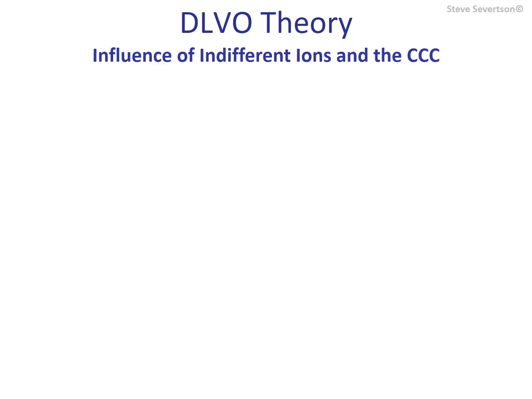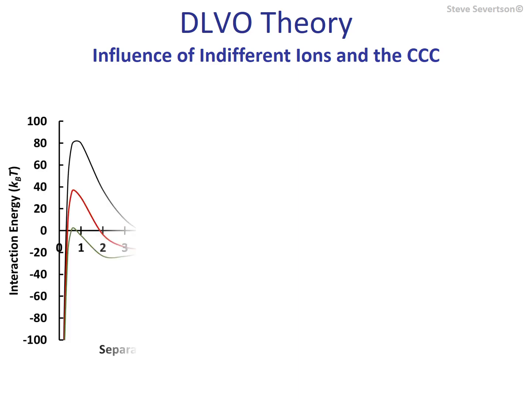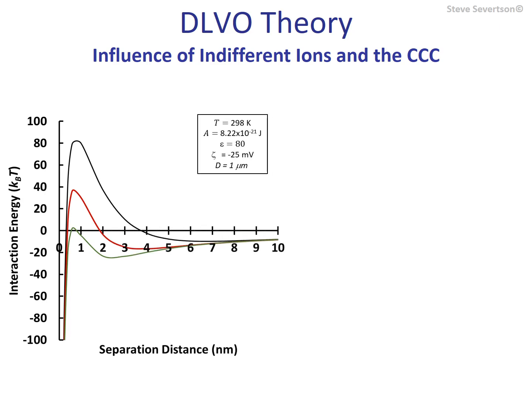Indifferent ions are those that do not have a tendency to adsorb to particle surfaces. That is, they are quite content just sitting in the aqueous phase. These curves demonstrate the impact of increasing the concentration of an indifferent ion according to DLVO theory. The base conditions are those described in the previous example, but the concentration of the symmetric 1-to-1 electrolyte is increased, first from 50 millimolar to 112 millimolar, and then up to 200 millimolar.